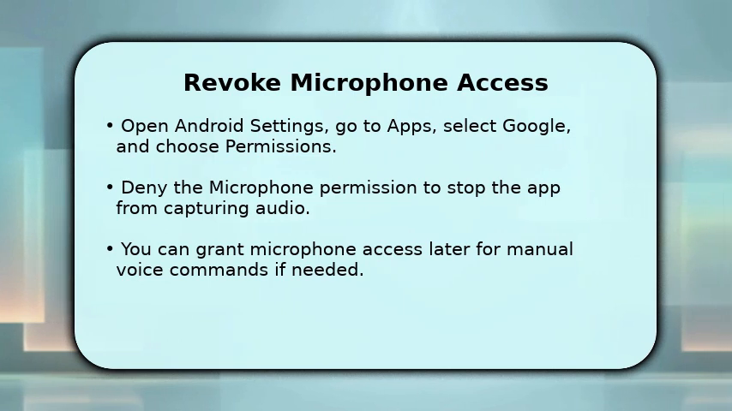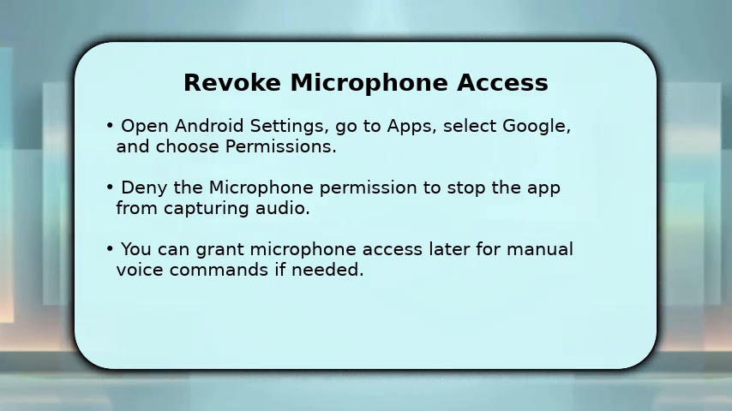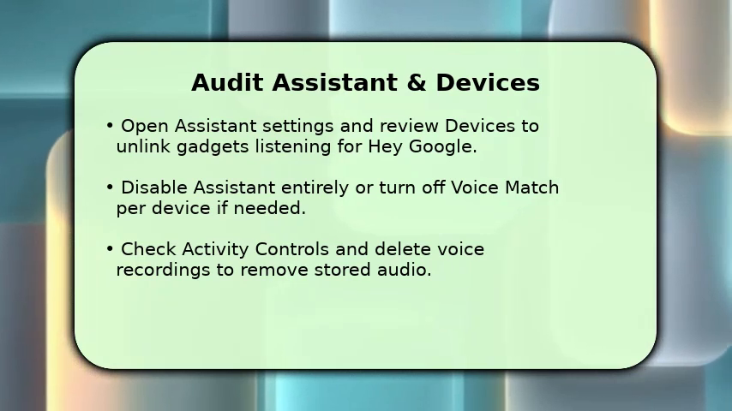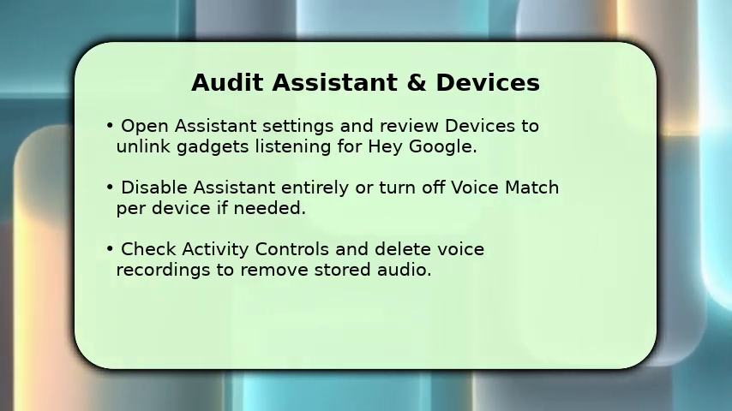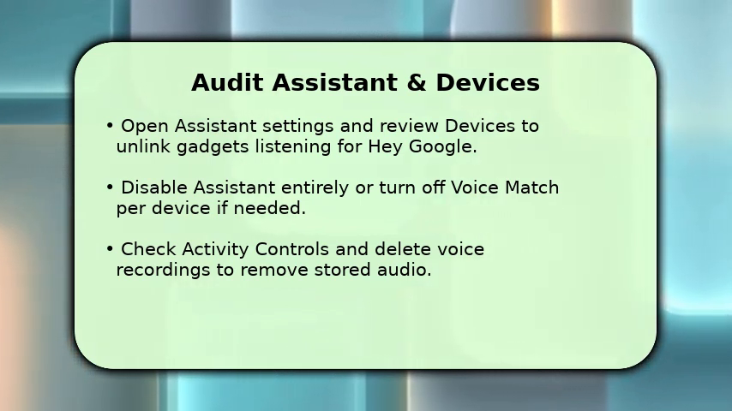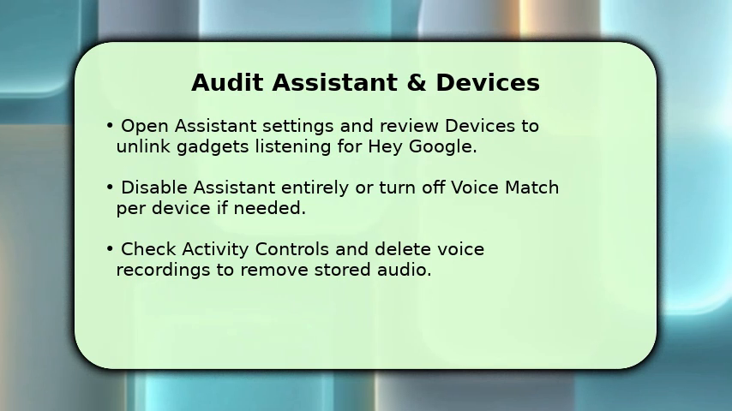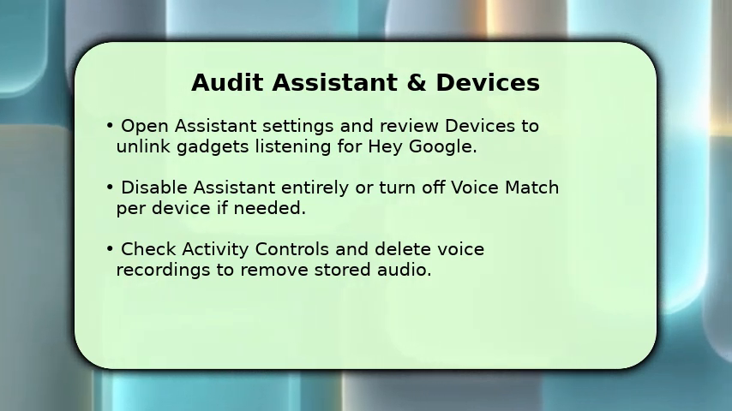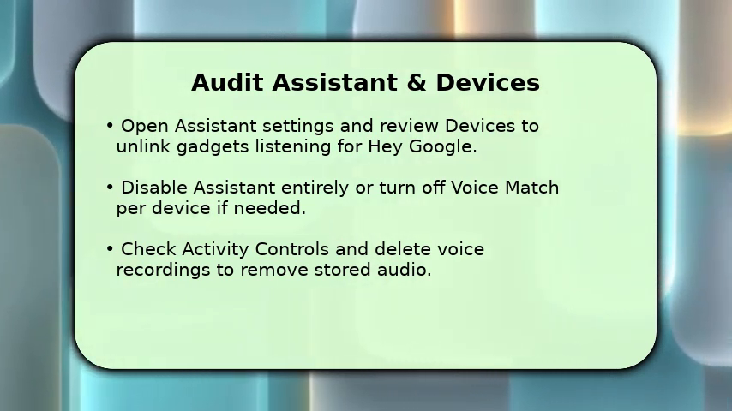Open Google Assistant settings from the Google app or by saying Hey Google, then tapping Settings. In Assistant settings, open Devices and review linked phones, speakers, and displays for active voice detection. For each device, choose the option to disable voice match or unlink the device from your account.